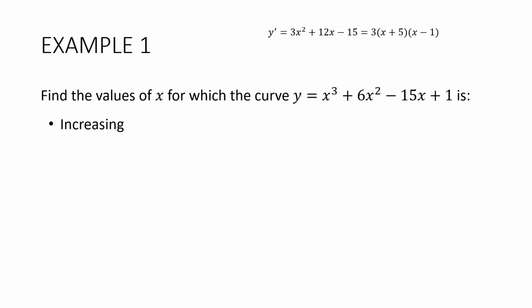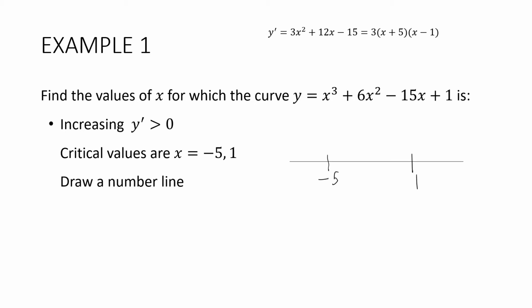Now, if we want to find the values of x for which this curve is increasing, then we want to solve the first derivative is greater than 0, which in this case is going to involve solving a quadratic inequality. We want this to be greater than 0. So we start by stating the critical values, or the zeros. We just found those, remember. X is equal to -5 and 1, drawing up a number line and marking those two.